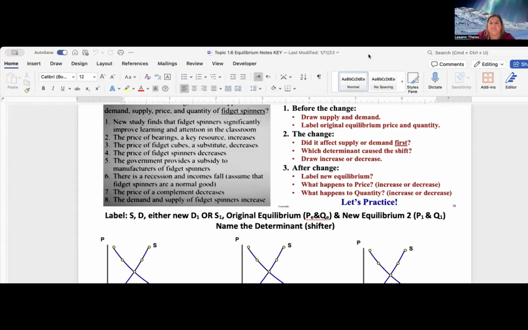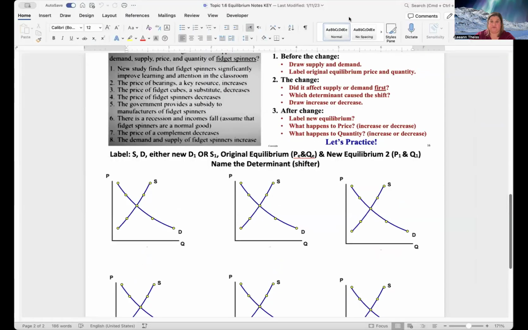Can I stop sharing? I did. Let's switch to this other paper. I just want to take a look at it for a second. Okay, so here's this other paper.